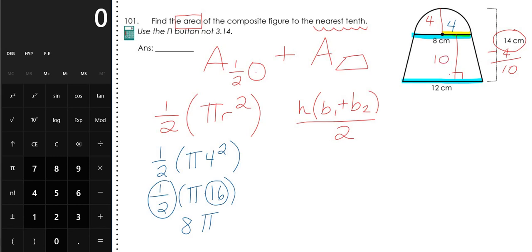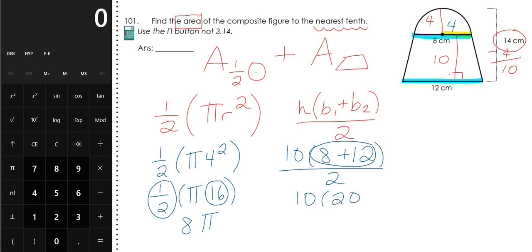Let's use all this information and plug in. So now we have 10 times base 1, which is 8, plus base 2, which is 12, all over 2. Okay, let's start with the parentheses. 8 plus 12 is going to give me 20. So 10 times 20 divided by 2.